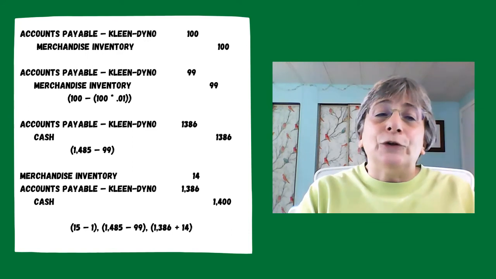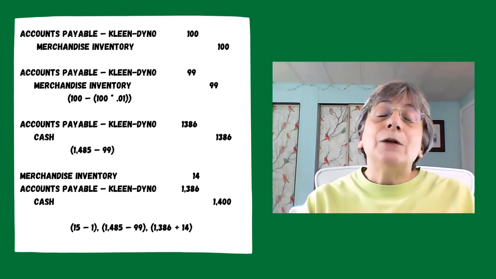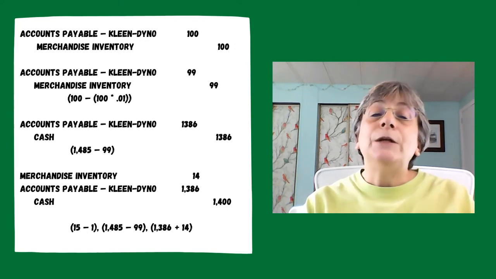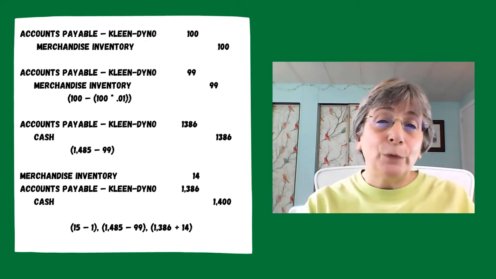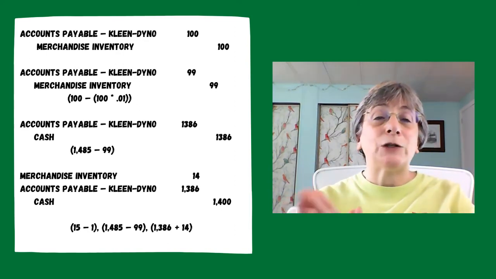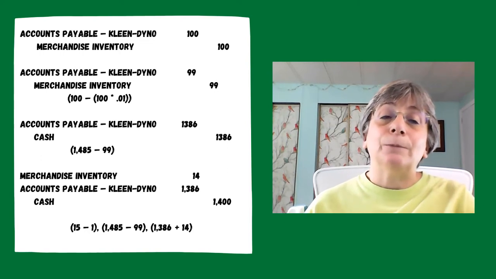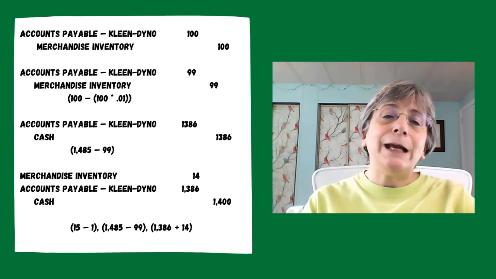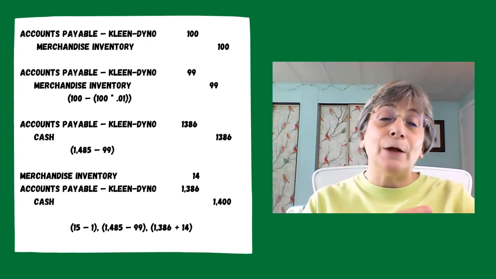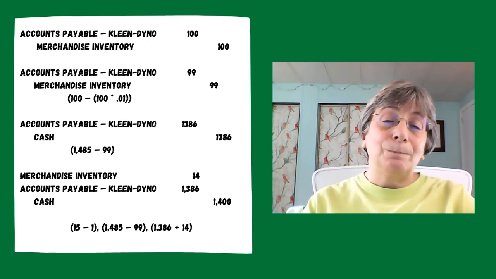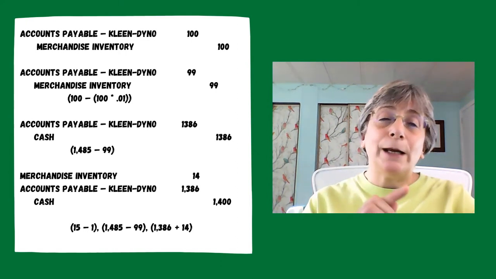So here's what we've got to do. We need to recognize the change in the cost of our merchandise inventory. We need to empty out our accounts payable for Clean Dino, and we need to recognize the amount of cash that we are spending to pay this bill. So right now in accounts payable, what we have is $14.85 minus $99. So the original amount that we booked minus the return for $13.86. So we're going to debit accounts payable to get rid of that.